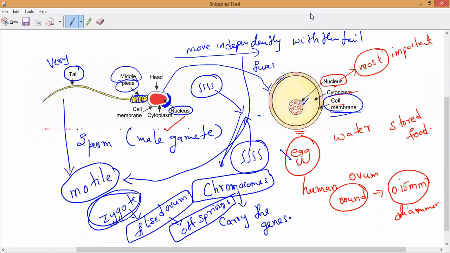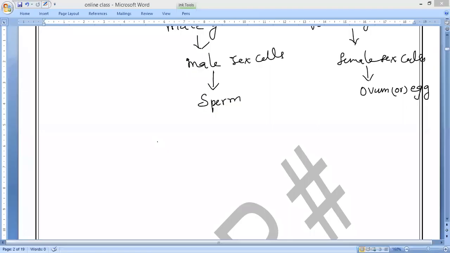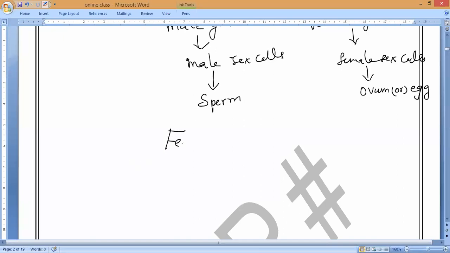Like in flowering plants, where fertilization is carried out when the pollen grains move from the anther to the stigma, here also it is the same. If fertilization is to take place, the male reproductive cells called sperms are carried from the male body into the female body, and the male sex cells fuse with the female sex cells. The process of fusion of gametes is called fertilization. That is what we are going to study now. So all of you keep the heading Fertilization.